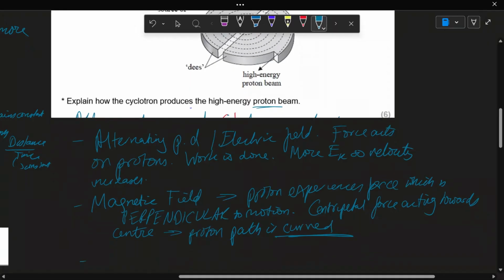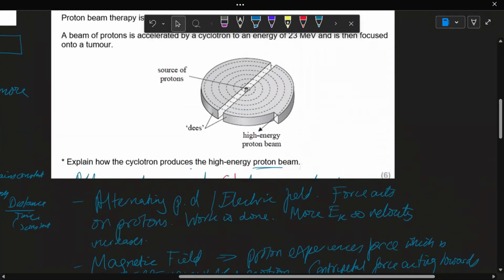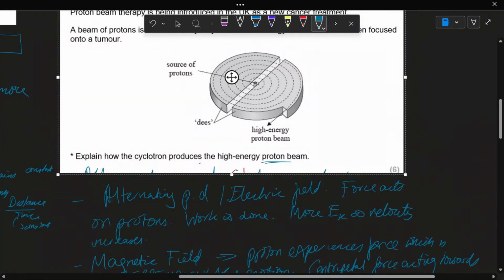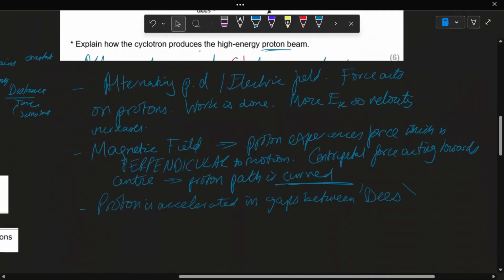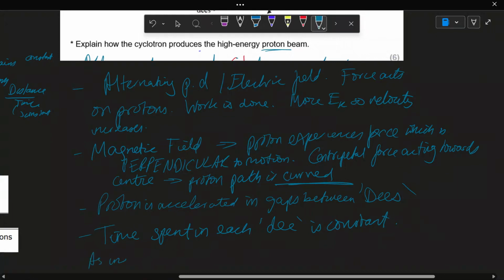Now the process is roughly the same. So we'll say that the proton is accelerated in gaps between D's. D's as in these things, because they look like D's, so they're called D's. Last thing, just like before, the frequency of the alternating PD is the same, so time spent in each D is constant. That means as velocity V increases, radius of path increases as well. We'll see why in just a moment.